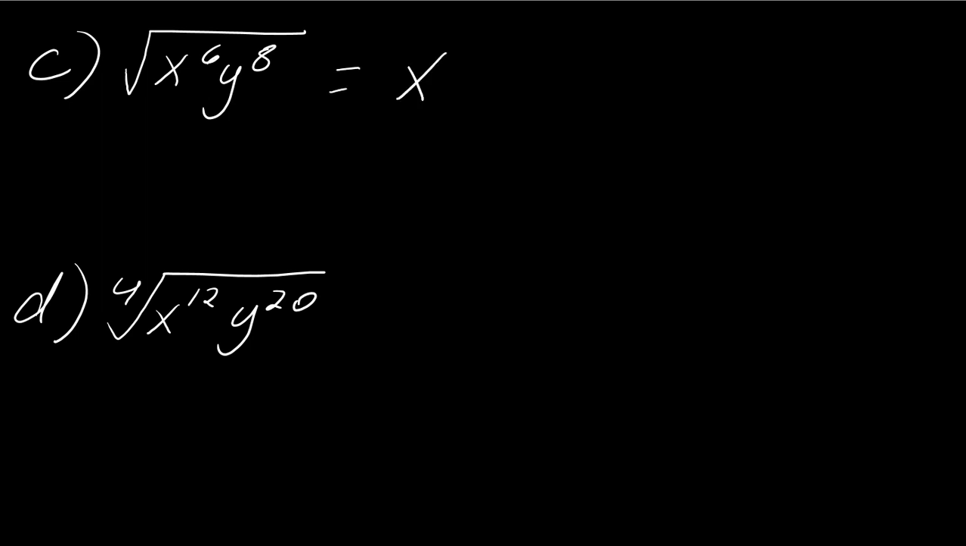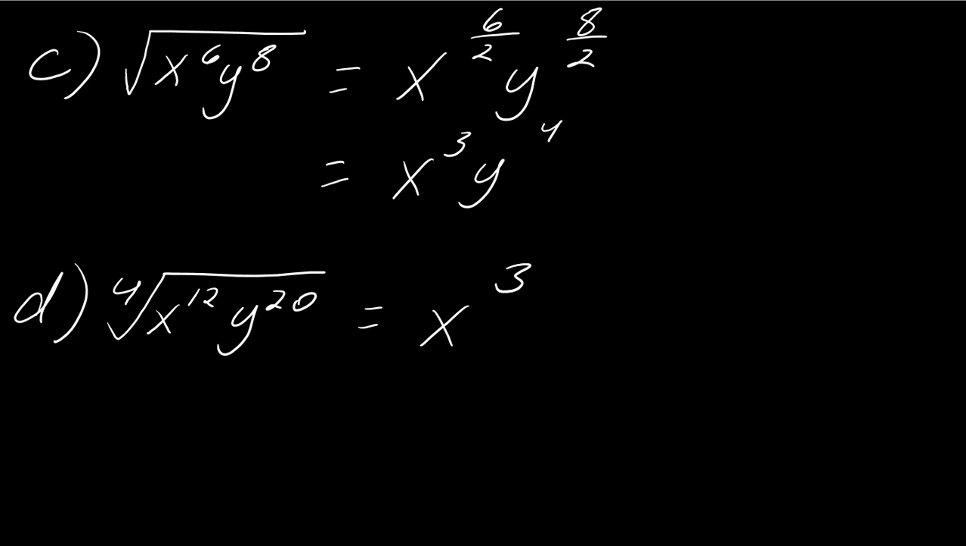This is going to be x to the 6 over 2 and y to the 8 over 2. Square roots have an invisible 2 here, right? So this really simplifies to x to the 3rd, y to the 4th. And for this one, I'm just going to divide everything by 4. So 12 divided by 4 is 3, and 20 divided by 4 is 5.